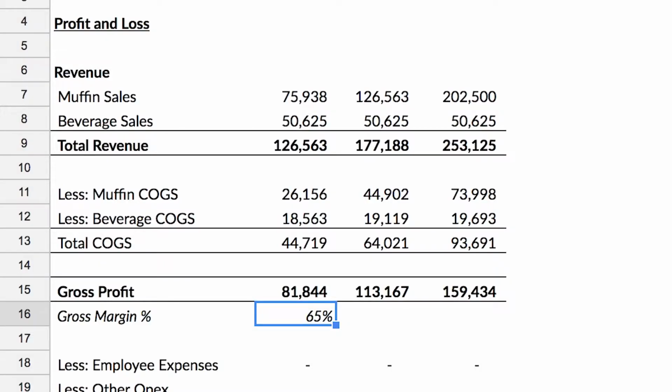So we know that after we've accounted for what it costs us to make the muffins and the drinks, we're earning a gross margin of 65% in year one. In year two, if we copy that formula over, it's 64%, and in year three, it's 63%. Now, that's not moving in the direction we'd want it to move. In theory, we haven't taken into account any benefits from the increased volume of muffins that we're selling.